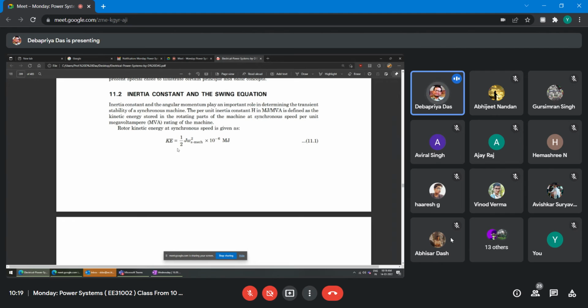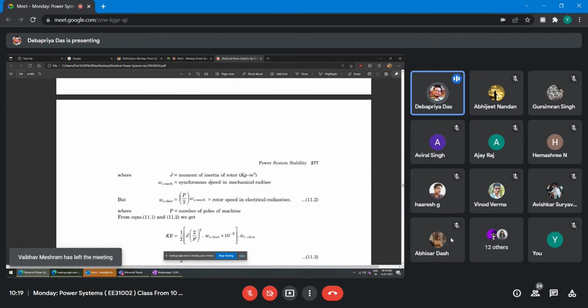So this is actually K is equal to half J omega s square mechanical into 10 to the power minus 6 megajoule, right? So we have divided by 10 to the power 6, then it is megajoule. So here J is the moment of inertia of the rotor, that is kg meter square, and omega s mechanical is equal to synchronous speed in mechanical radian per second. Therefore omega s electrical is equal to P by 2 omega s mechanical.